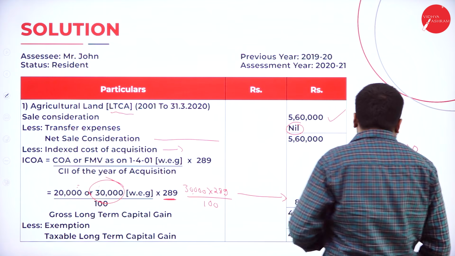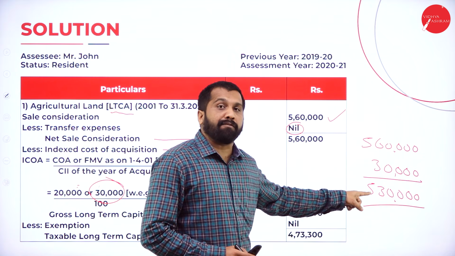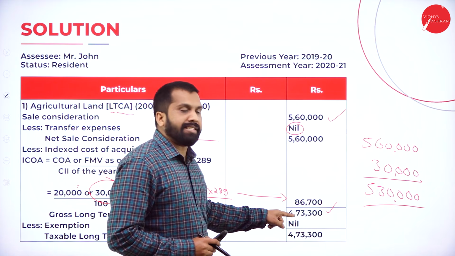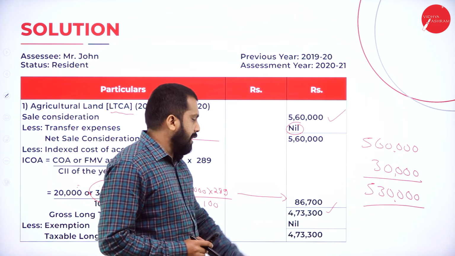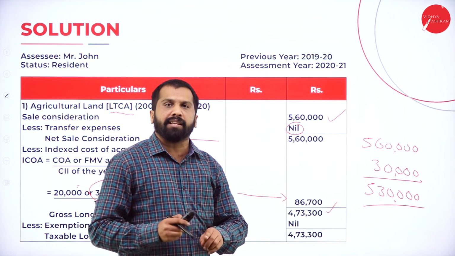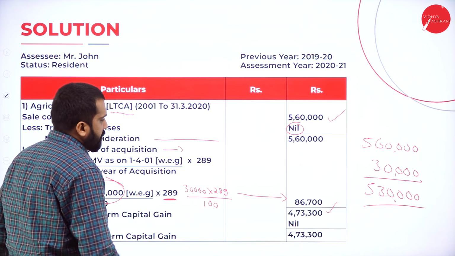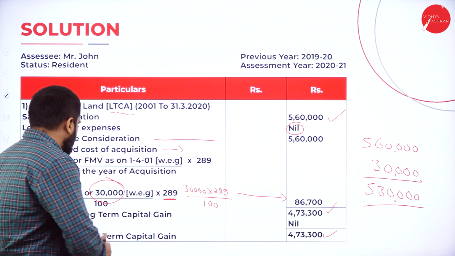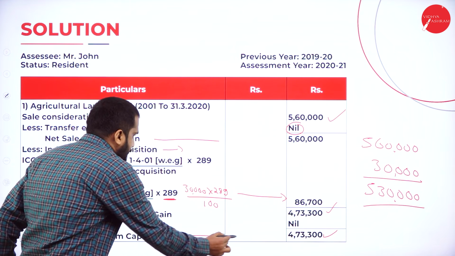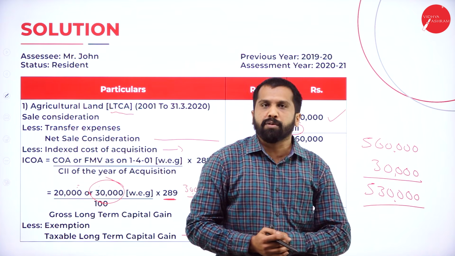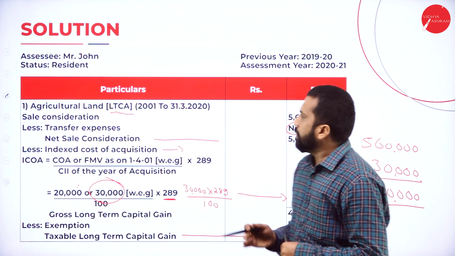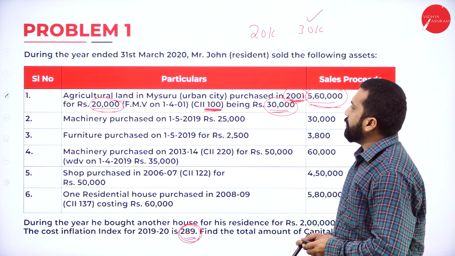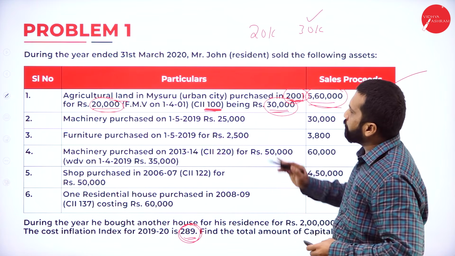Now, see, earlier you were supposed to pay tax on 5,30,000. After applying indexation, it has become only 4,73,000. Almost you have saved. Now, have you purchased any new agricultural land? No. So, there is no exemption. You are supposed to pay tax on 4,73,300. Taxable long-term capital gain is 4,73,000. Hope you are clear. Yes. Now, your agriculture answer is done. Now, we'll go back to the first one. Your first one is done.